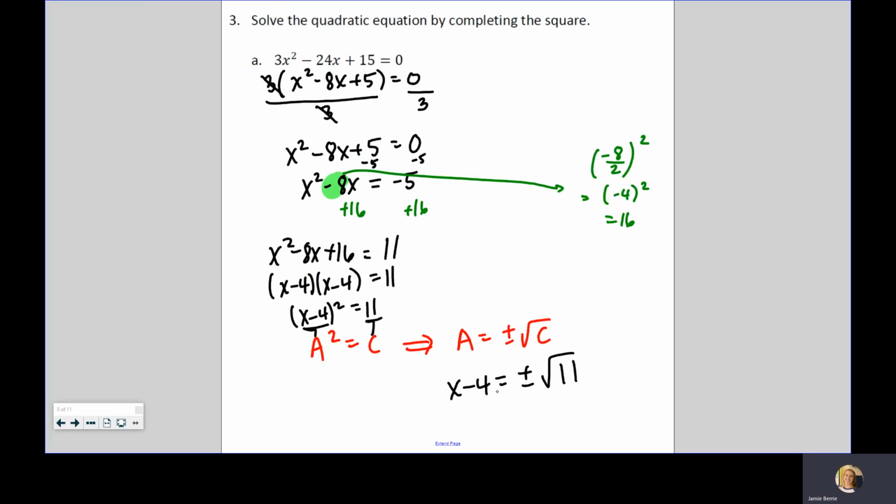So all I need to do here is get x by itself. So I'm going to add 4 to both sides. I'm going to stick it in the front again. So I'm going to do 4 plus or minus the square root of 11. And that's it. I'm done.